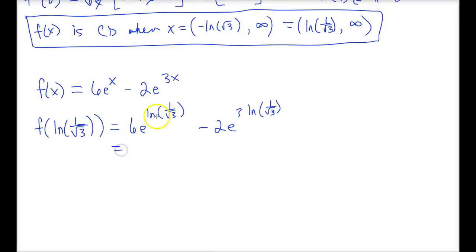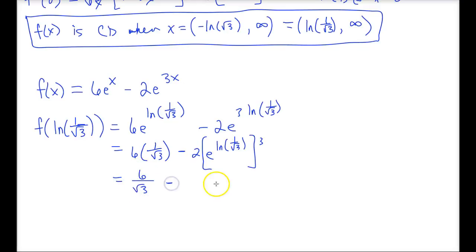And of course, here we know that this is just 6 times 1 divided by square root of 3. And we could rewrite this as 2 times e raised to the natural log of 1 divided by square root of 3, all of that being raised to the 3rd power. And this is just 6 divided by square root of 3 minus 2 times 1 over square root of 3 cubed.